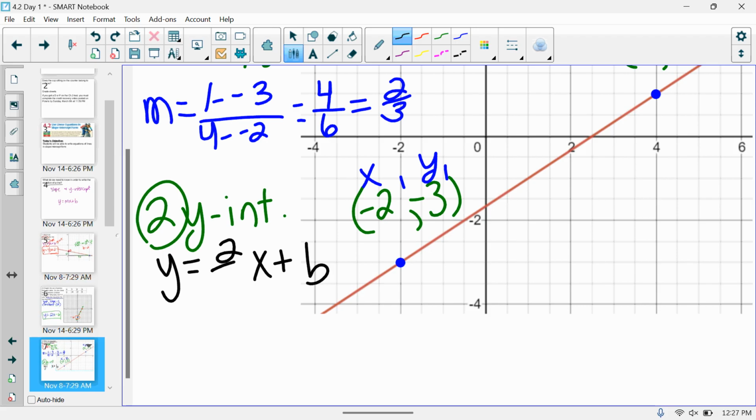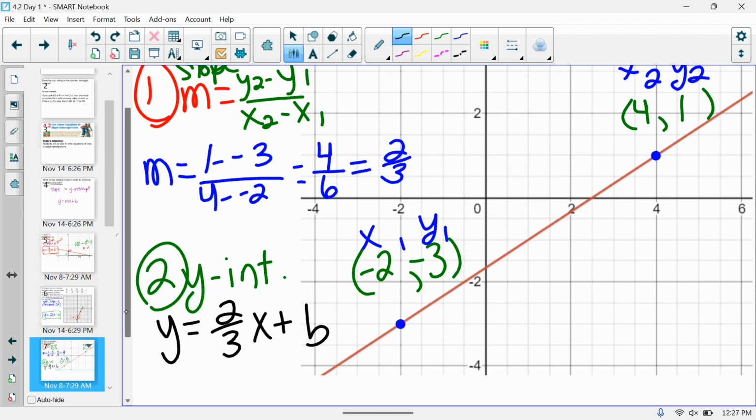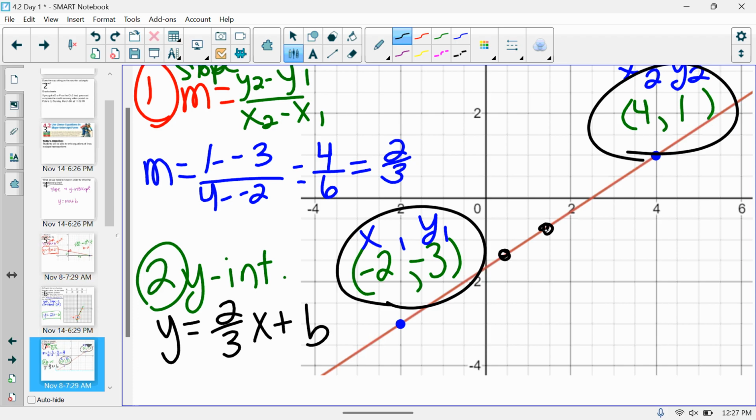2 over 3. Yep. So guys, here's what we're going to do. See how on our line, we only know 2 points for sure. Like there's lots of other points, but we don't know any of them. These are the only 2 that are given to us. You're going to pick one of them. It doesn't really matter which one. So I'm just going to use this one.